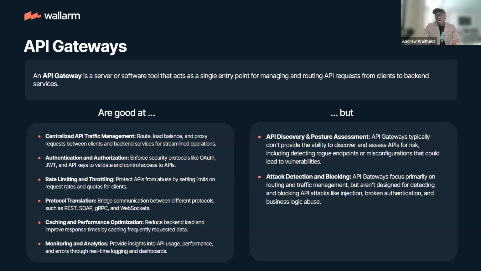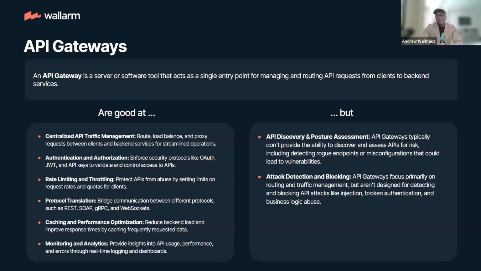Or attack detection and blocking. This is real-time attack detection and blocking. So you've got an API that is exposed and servicing customers. How do we detect whether that API is under attack? Again, while the API gateway is exposing that API for consumption, these are capabilities that are not typically built into the gateway. And from a Kong perspective, we partner with partners like Wallarm to be able to offer this to our customers as well.